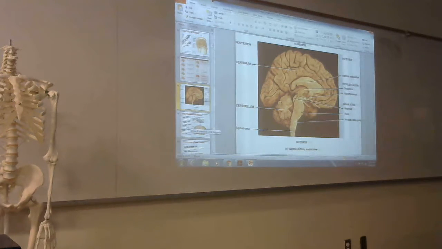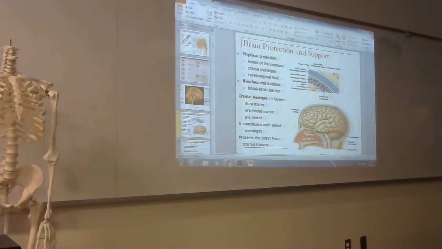Okay? What are the structures that protect your brain? You have your meninges. You need to know them in order from superficial to deep. The dura, then the arachnoid, then the pia. Okay? Then you have your blood-brain barrier, your bone. What else?